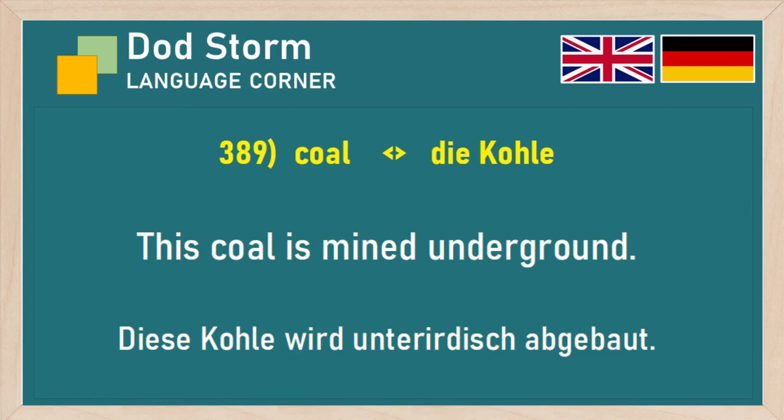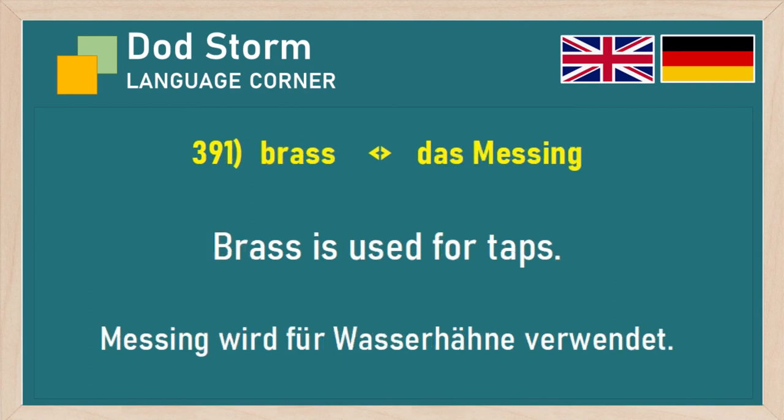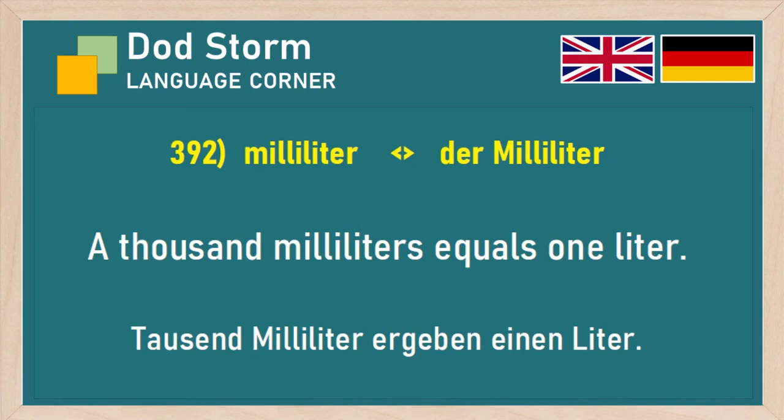This coal is mined underground. The tank has 200 liters of water. Brass is used for taps. 1,000 milliliters equals 1 liter.